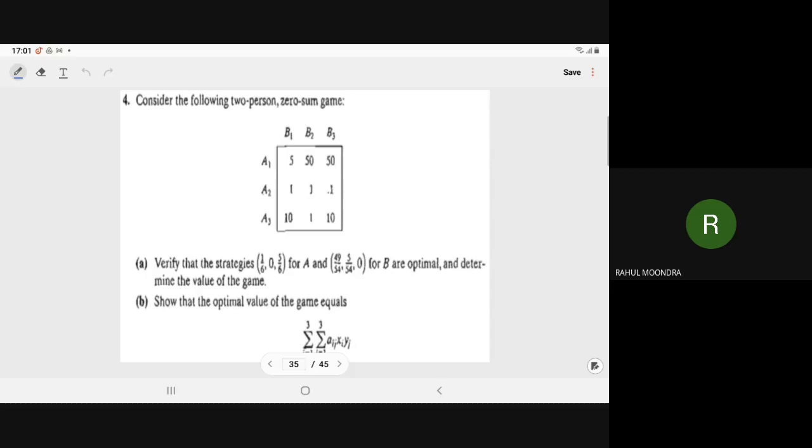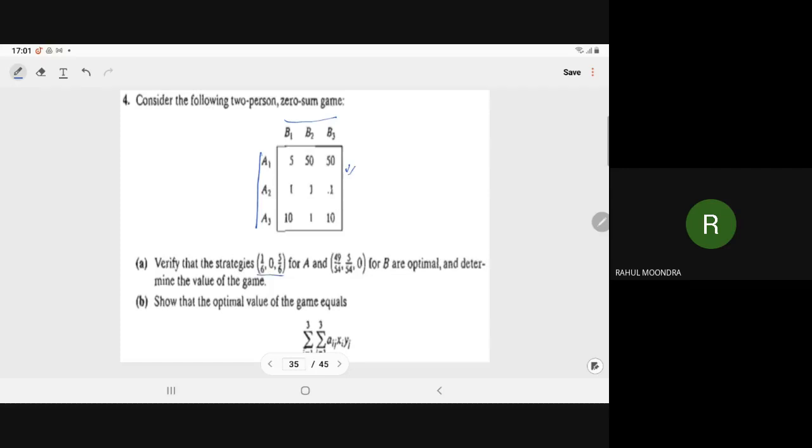Let us have this example from your book. Consider the following two-person zero-sum game. Here we have the two-person zero-sum game. The payoff matrix for player A is given to you. Here we have the strategies for player A, and here we have the strategies for player B, and following are the payoffs. Verify the strategies.